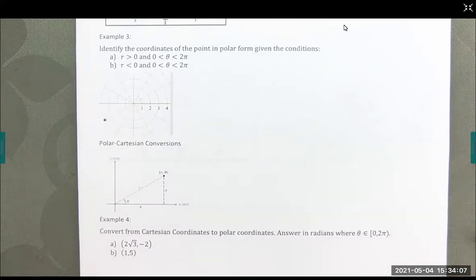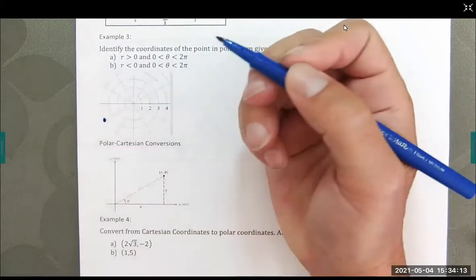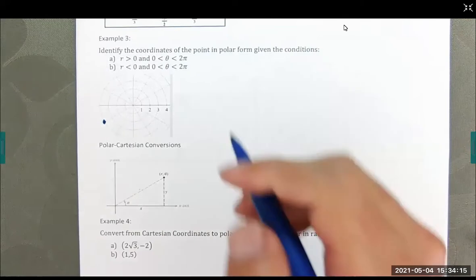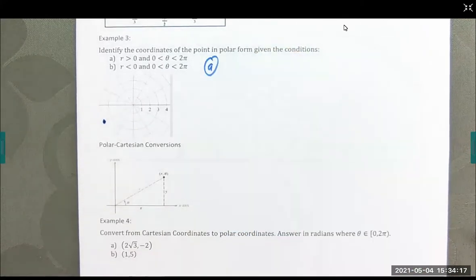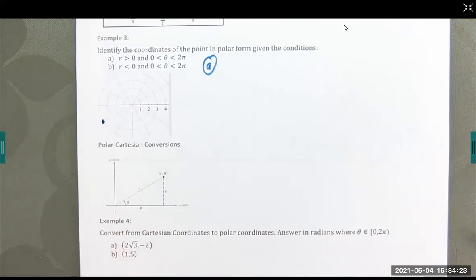All right, so we're going to identify the coordinates of this point. Let's mark it up a little bit brighter. This point here. And for part A, they say they want a positive radius. In other words, I'm here, I'm going to go straight to it. I'm not going to go backwards. And a positive theta.